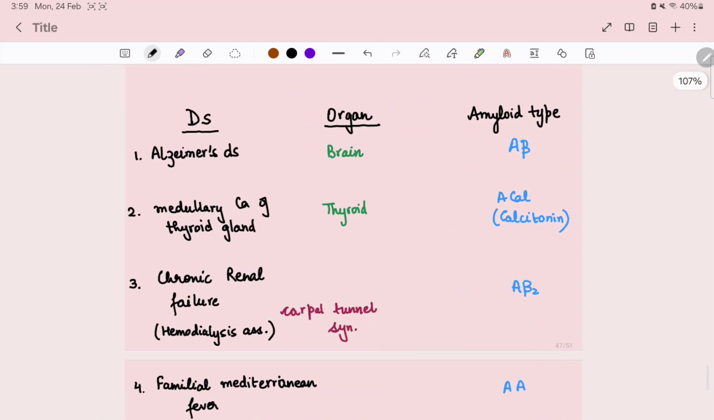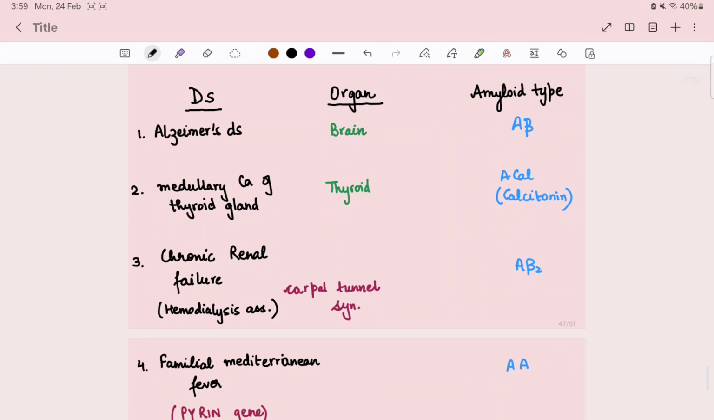Now these are some important things. Which type of amyloid deposits in which diseases? For example, in Alzheimer's disease, A beta is deposited. You can learn like B has brain and we have only one brain. So A beta. A beta 2 is deposited with chronic renal failure amyloidosis. It is also associated with carpal tunnel syndrome. We have two kidneys, so A beta 2.